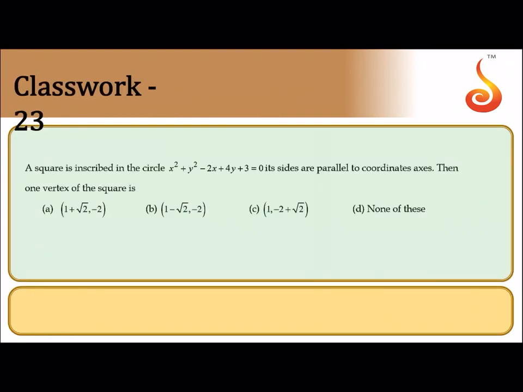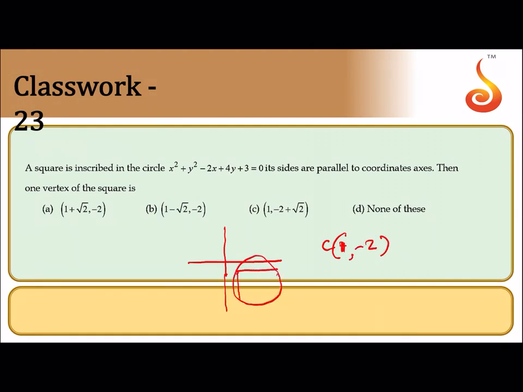So option B is correct. 23. A square is inscribed in a circle and sides are parallel to the coordinate axis. So it is a circle. Center coordinates is center is nothing but 1 comma minus 2. So 1 comma minus 2.